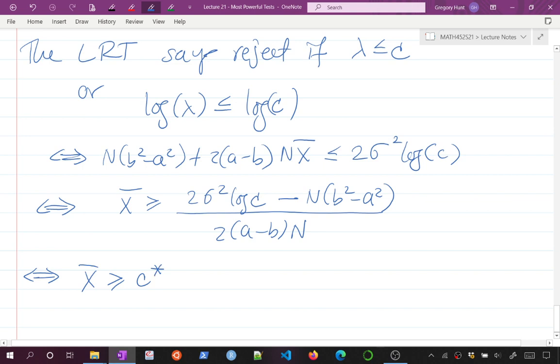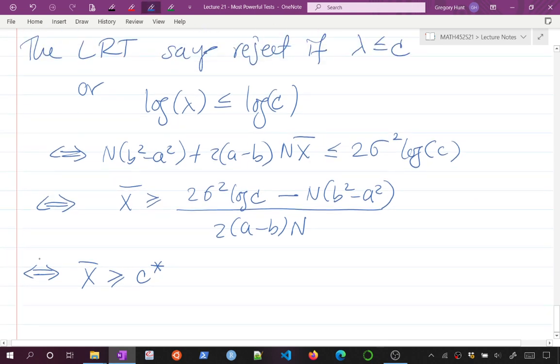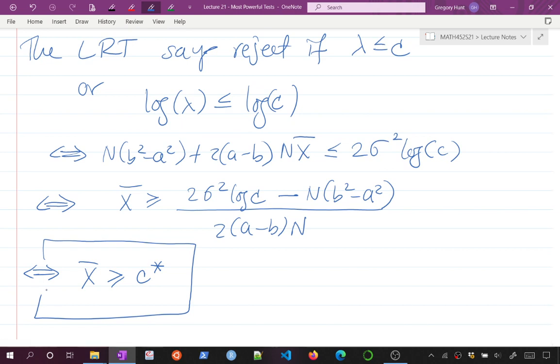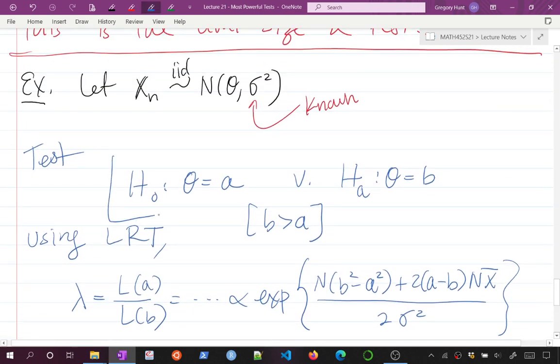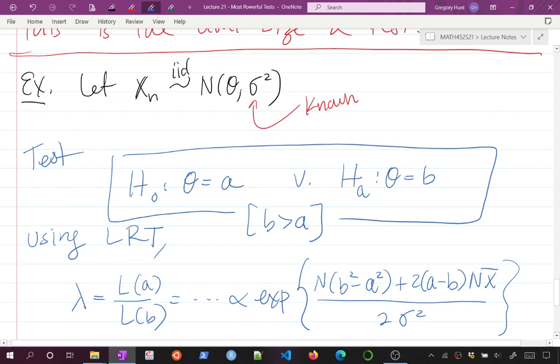We could just call it C star. It doesn't really matter. The main idea is that my likelihood ratio test is going to reject if x bar is too large. So a gut check we should have is, does that make sense? The hypothesis I'm testing is, and this is why it matters if b is bigger than a or a is bigger than b, I'm testing my null, which is a, which is smaller, against the alternative, which is b is larger. And I'm testing a mean, right? Theta is our mean.